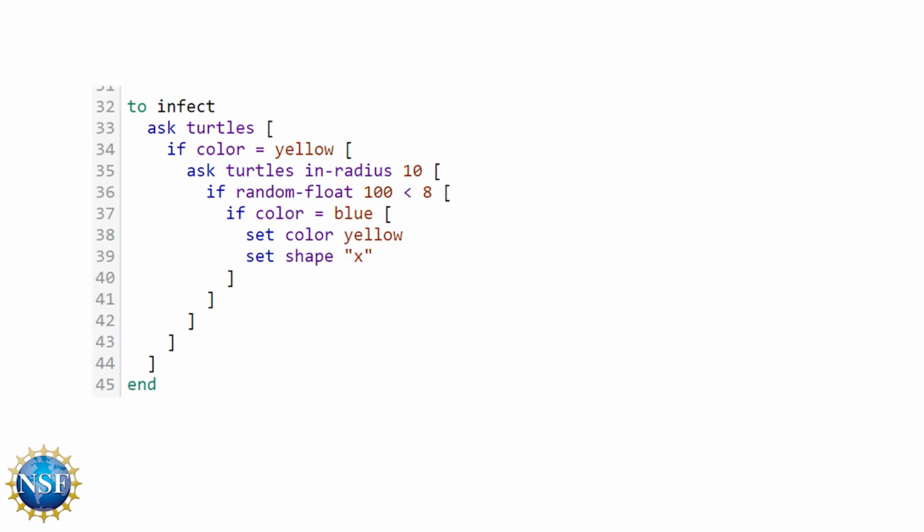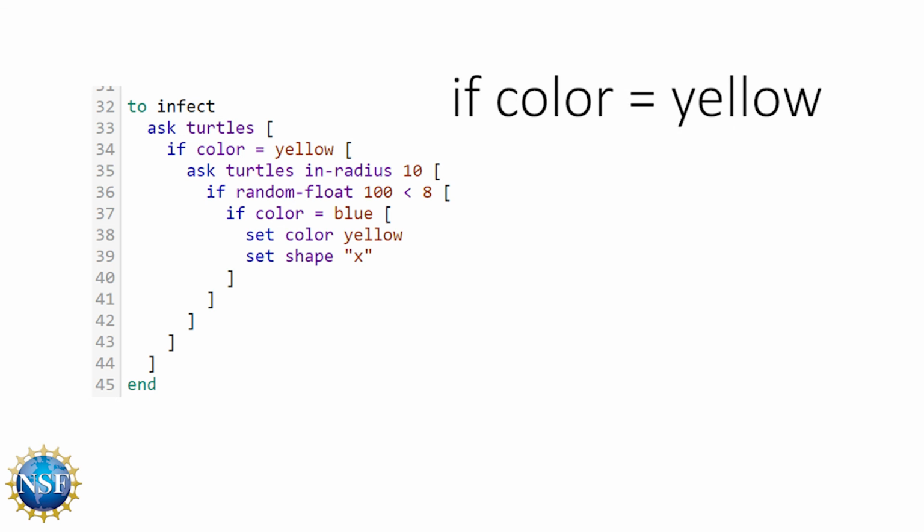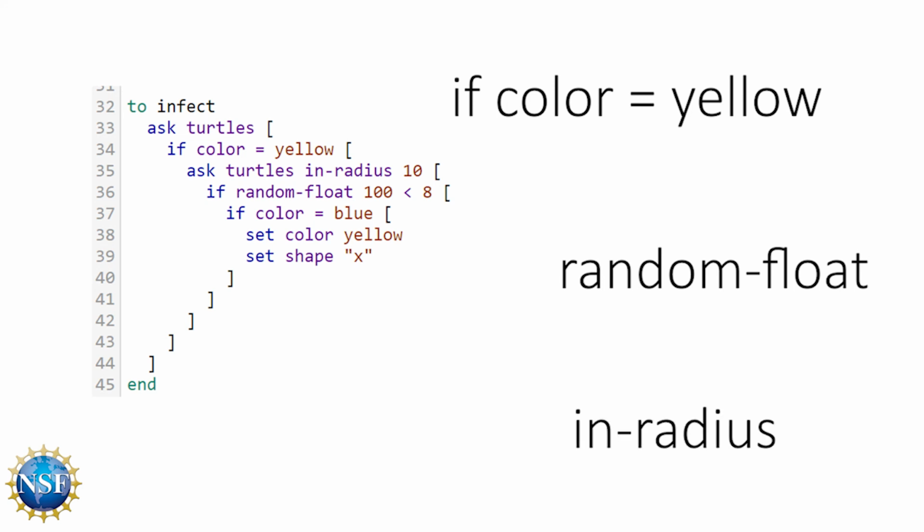We learned about the if conditional. We learned about the random number generator, which is that random-float. And we learned how to do in-radius, which allows the turtles to interact with the world around them.